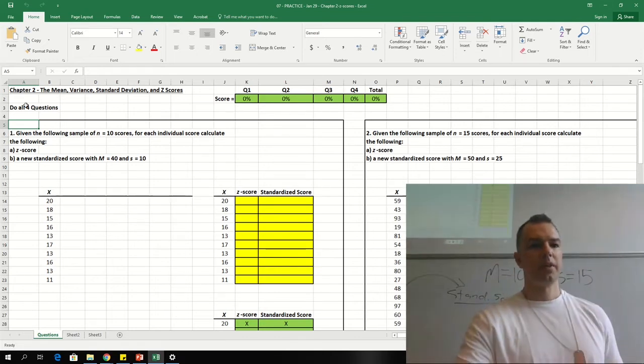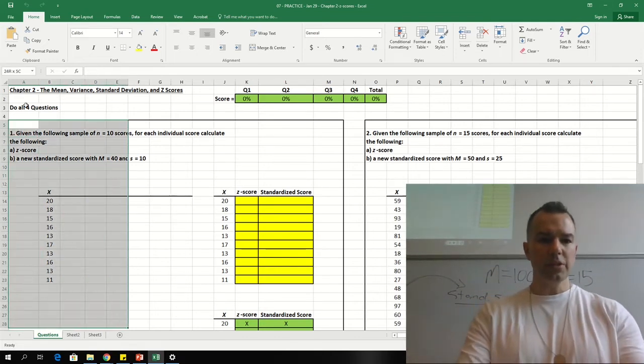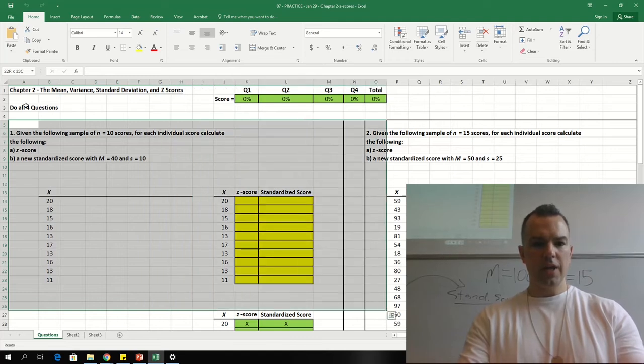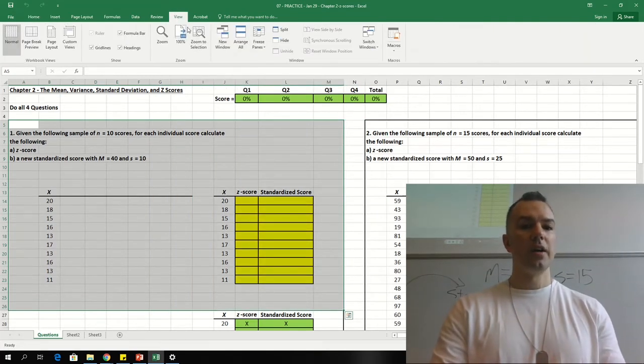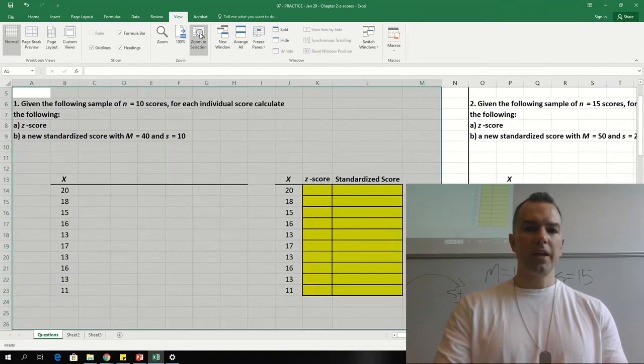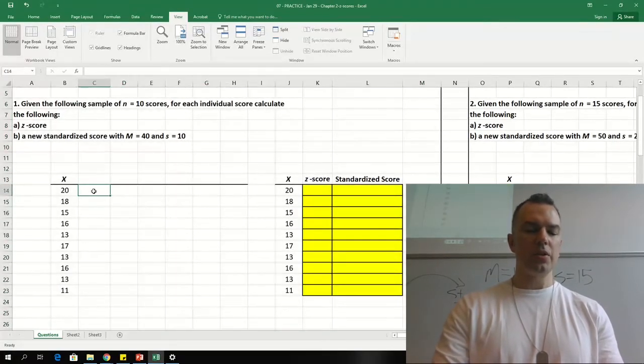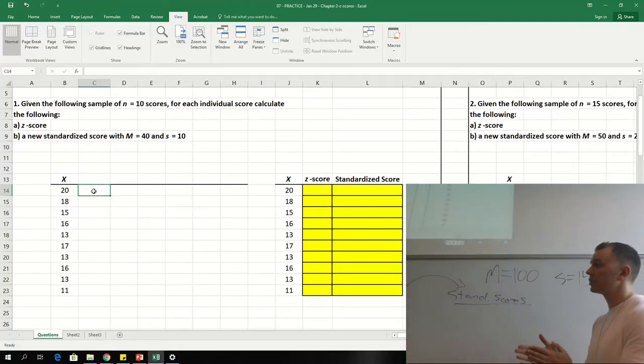All right, here we go. So this is once again a practice sheet so that you can practice, in this case, the calculation of z-scores. And there are a number of different ways to do the calculations I'm going to show you.